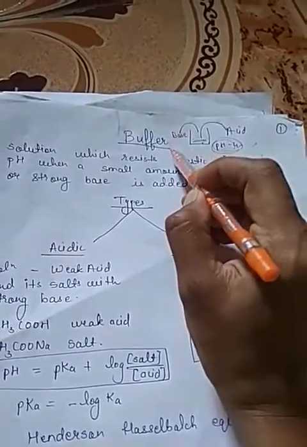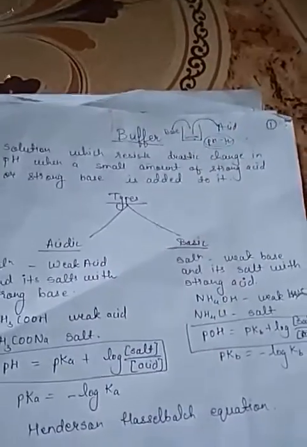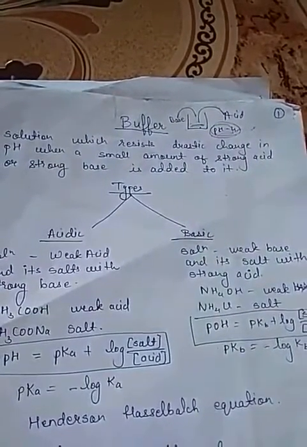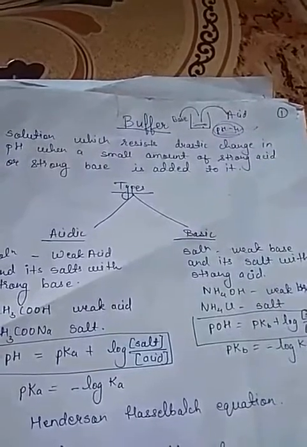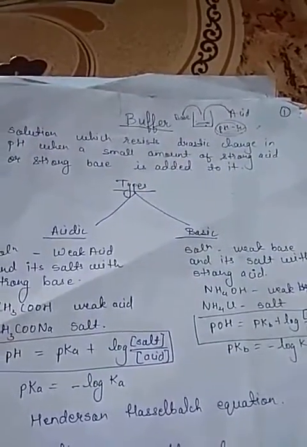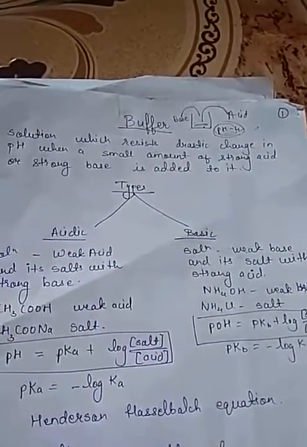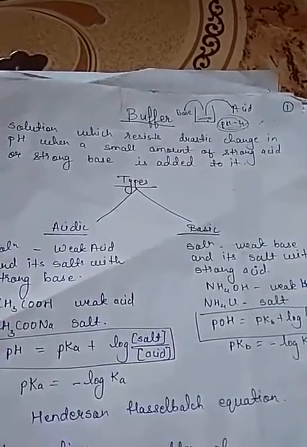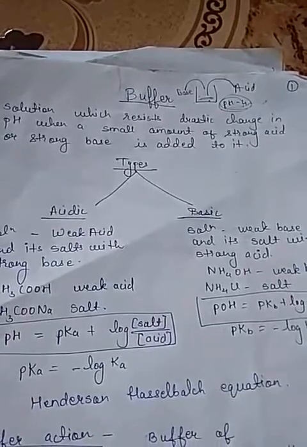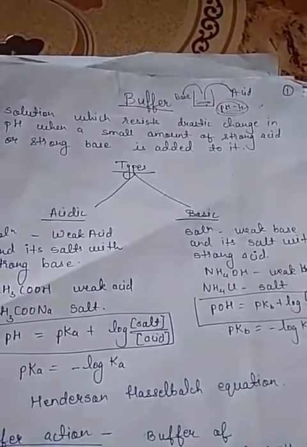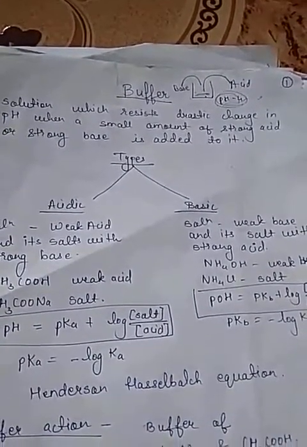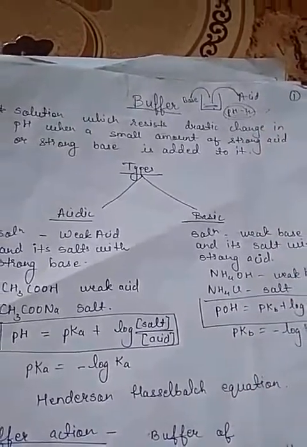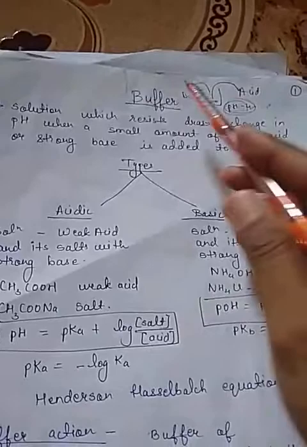So what is a buffer? For example, you all know that the pH of our blood is always maintained at 7.2 to 7.4, isn't it? A slight change in this pH can cause death to a person. Our body has acidic substances as well as basic substances. But there are some solutions which resist this change in the pH of our blood, and those solutions are known as buffers.